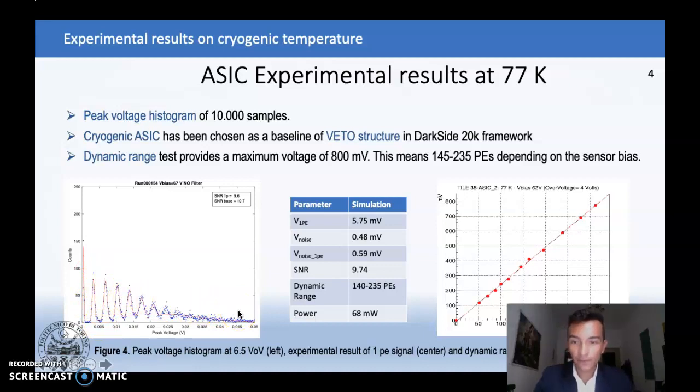The figure of merit of this experiment is the signal-to-noise ratio. In this case, it was computed as 9.6, much higher than the minimum requirement of the experiment, which was set at 8. So the results were described by the collaboration as excellent, and for this reason, this prototype was chosen as the baseline of the integrated electronics within the DarkSide 20K experiment. In other words, this cryogenic electronics will be included in the final prototype of the DarkSide 20K experiment that will be running in a couple of years.